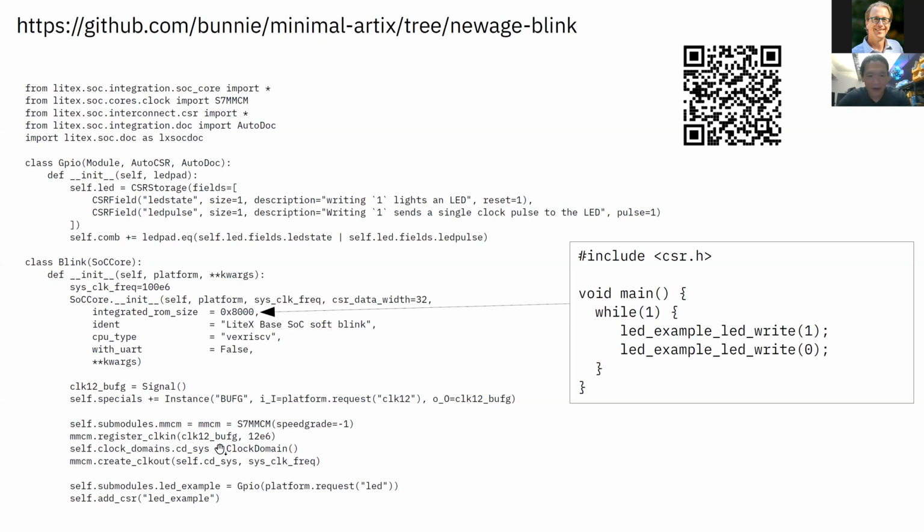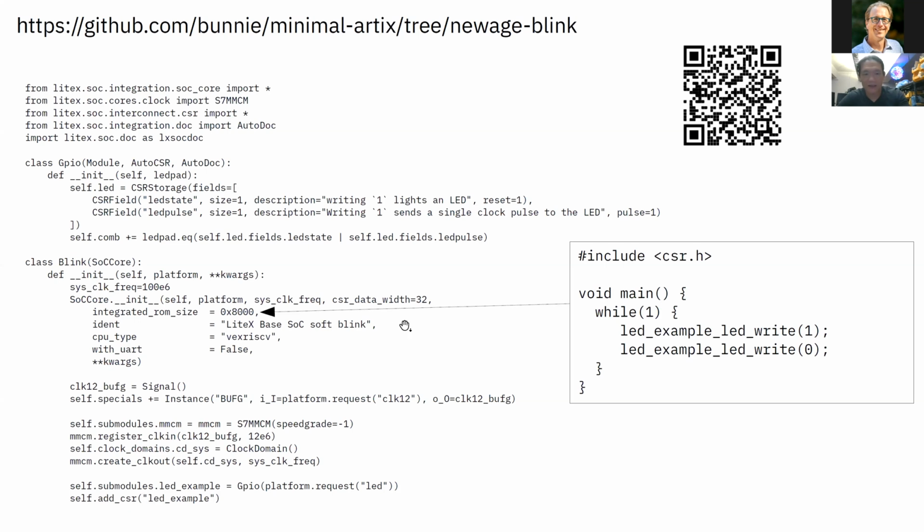And then in order to create my LED, I have to create a GPIO. And so I write another module here, which is my GPIO module. And I specify by this, I say, okay, self.led equals CSR storage. And then in here, here are my fields. LED state is this, LED pulse is this. And I go ahead and assign the LEDs to the LED pad. And I add that as a CSR to the module.